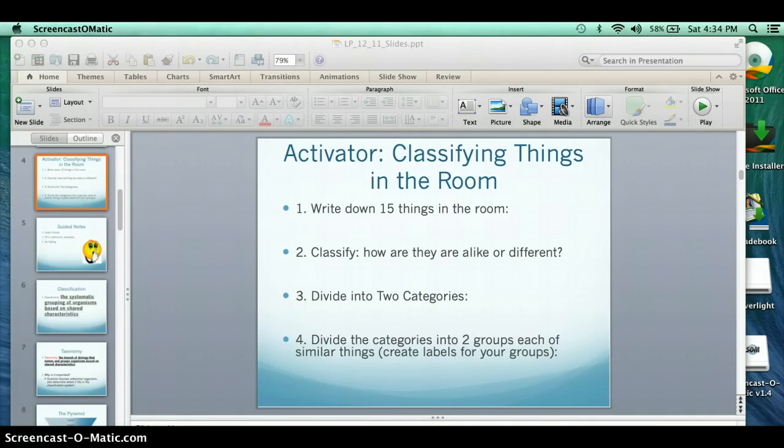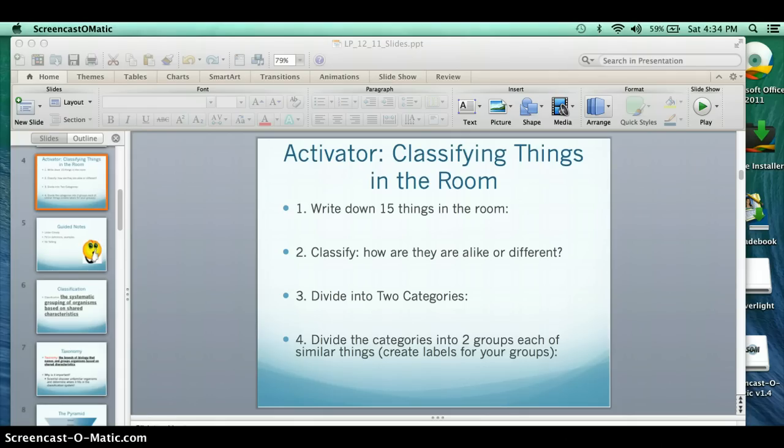So to start off, we're going to do something kind of different. You're going to classify different things in the room. So on the top of the notes, you're going to do this activity. First thing you're going to do is write down any 15 things in the room. They can be things on the wall, things on the floor, people, living things, not living things.